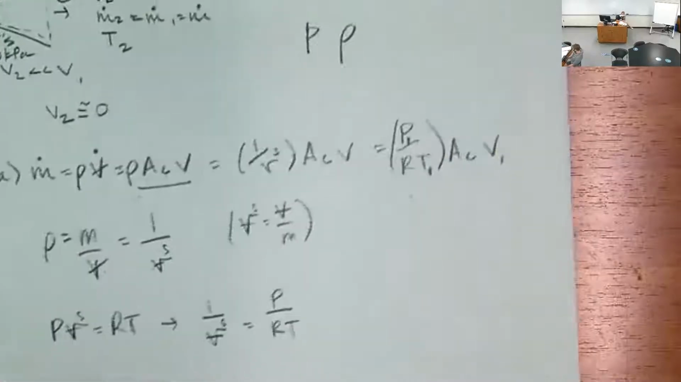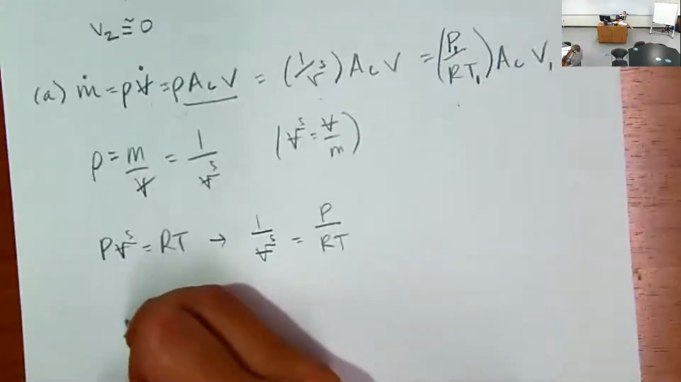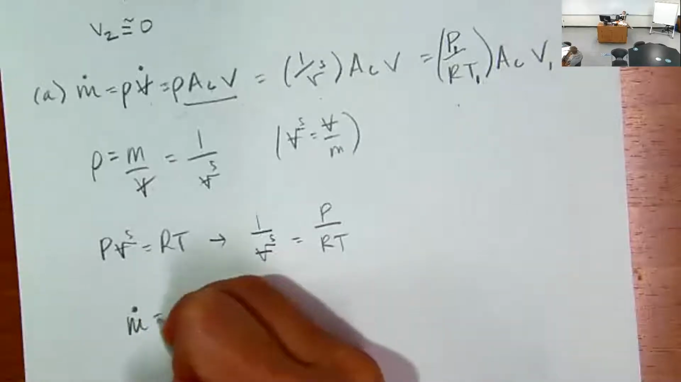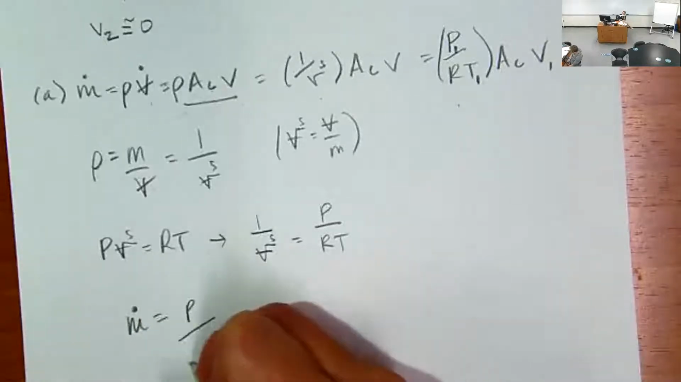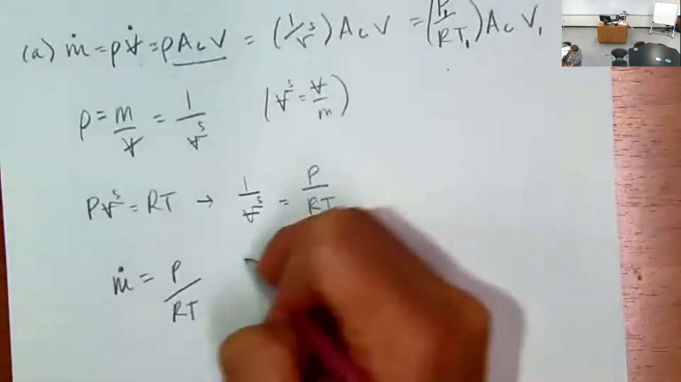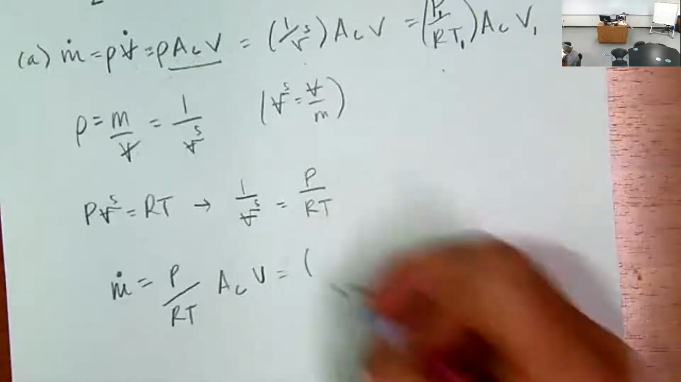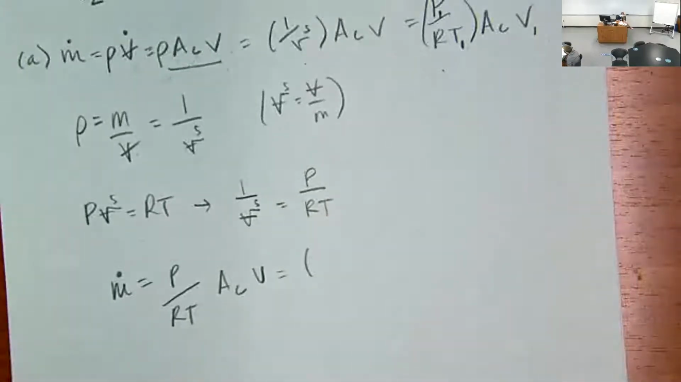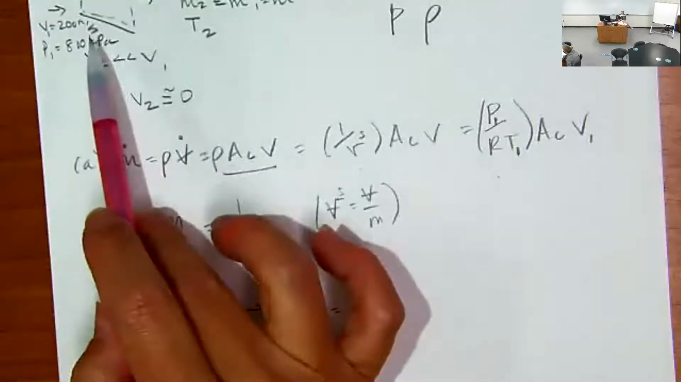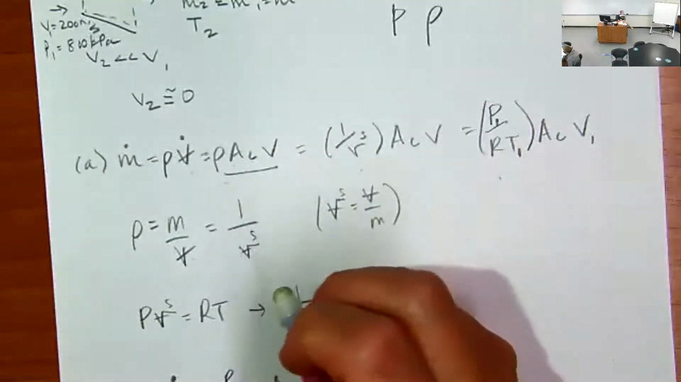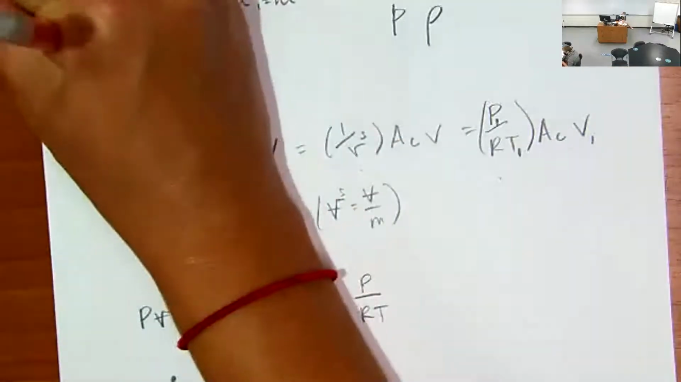All right, so now when I plug this in, my mass flow rate is going to be equal to pressure over RT times cross-sectional area times velocity, which is, I think I wrote 800 kilopascal. It's 80 in the problem statement, I believe. Somebody double check me, right? That's it. It's 80. Okay, got carried away.